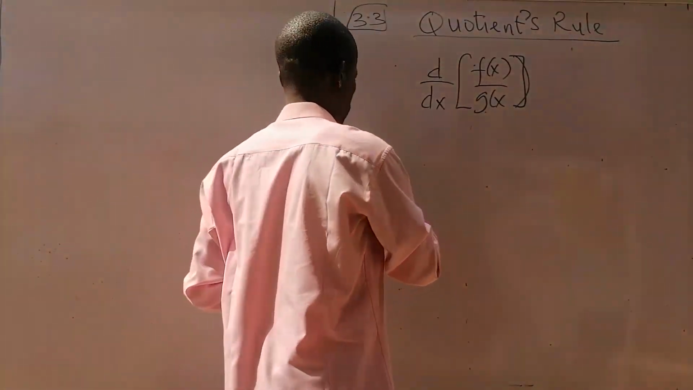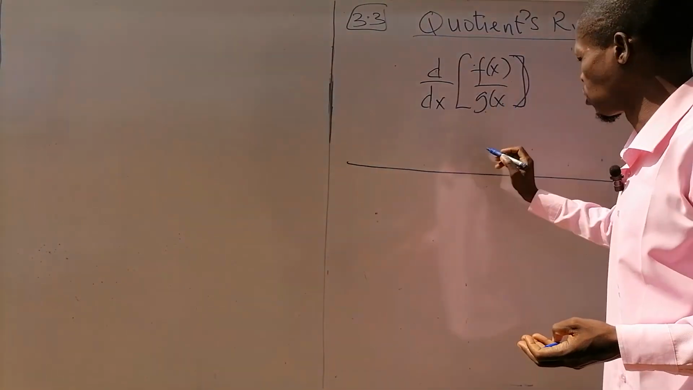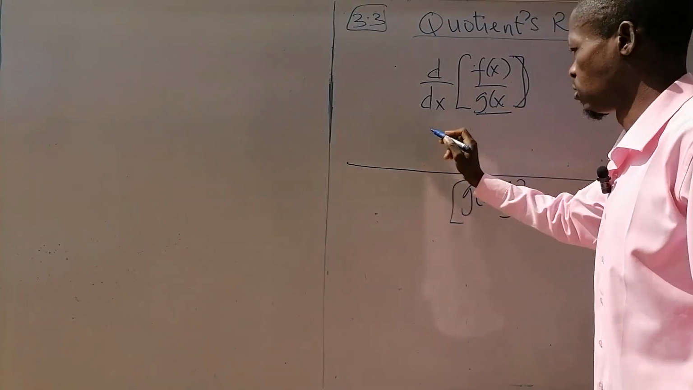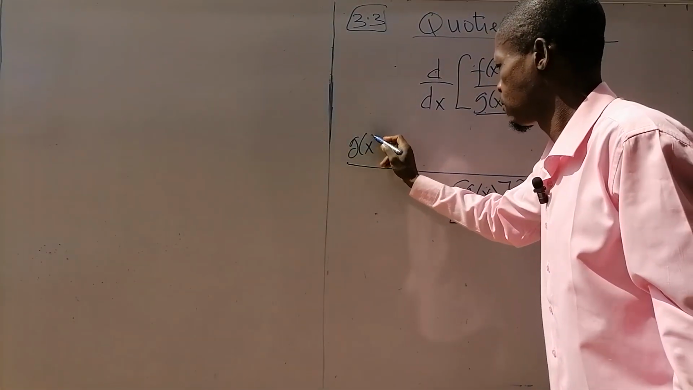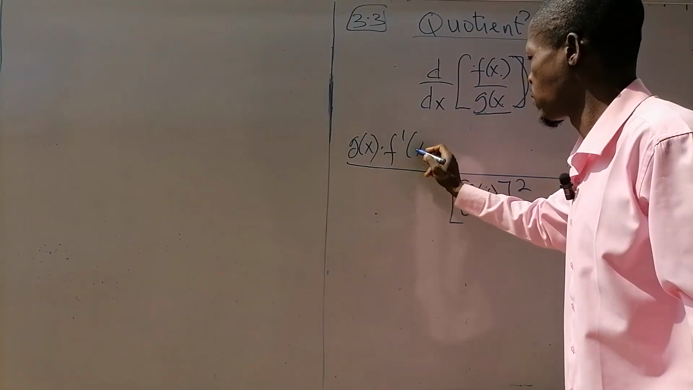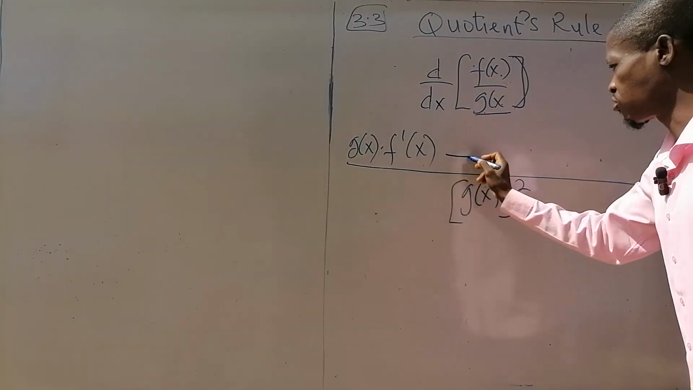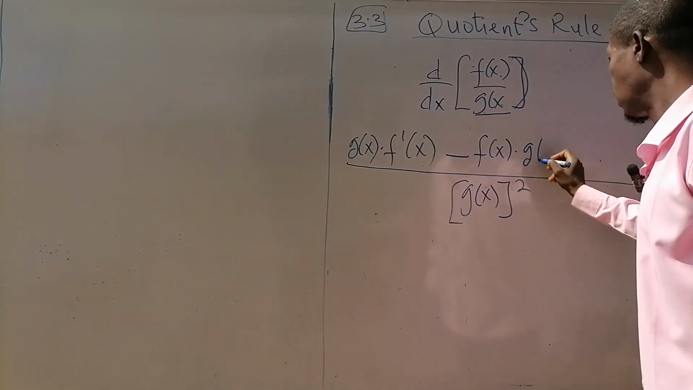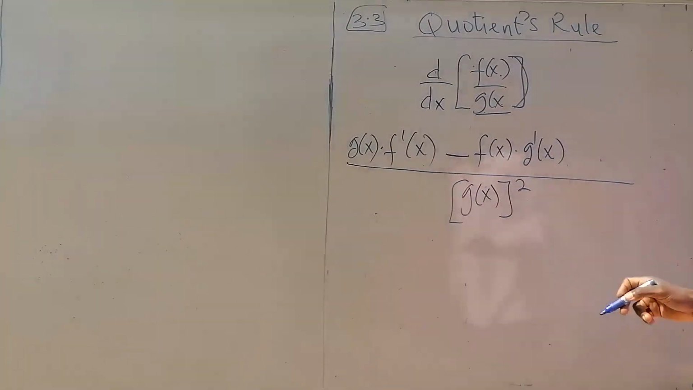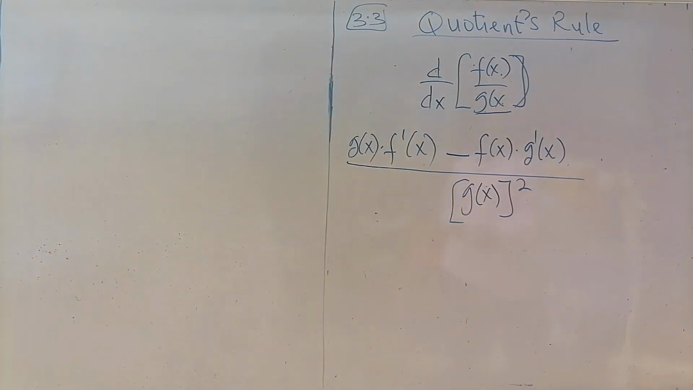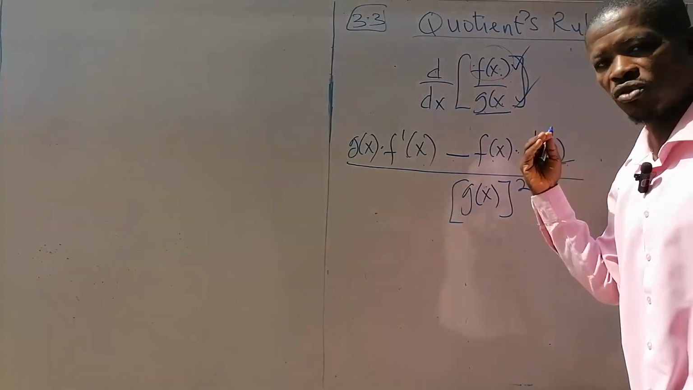It's very simple. You take the denominator and square it, and that same denominator will be here times the derivative of the numerator, and then minus the numerator times the derivative of the denominator. That is all about the quotient rule. So let's see applications of the quotient rule.